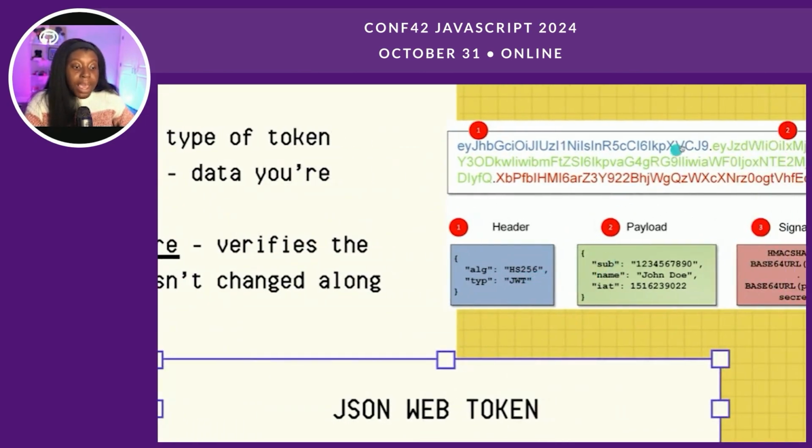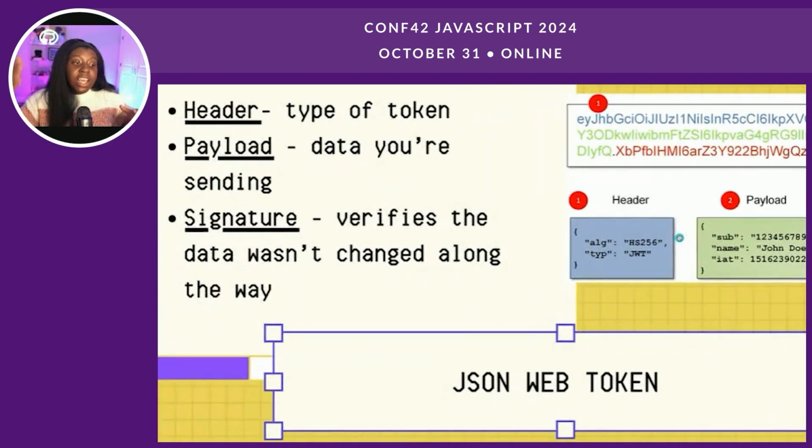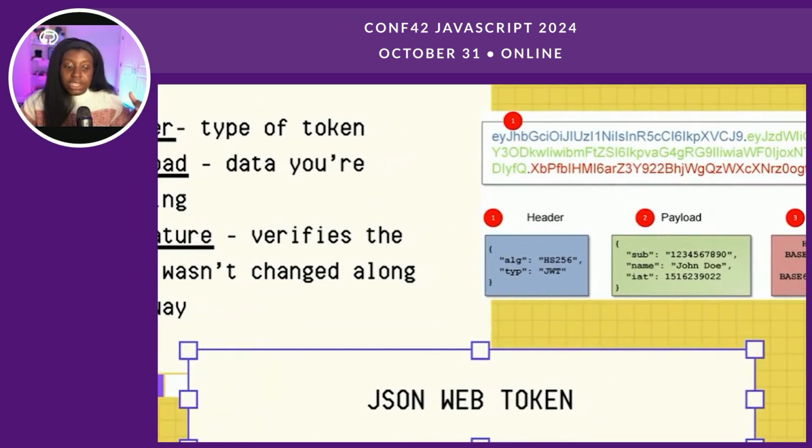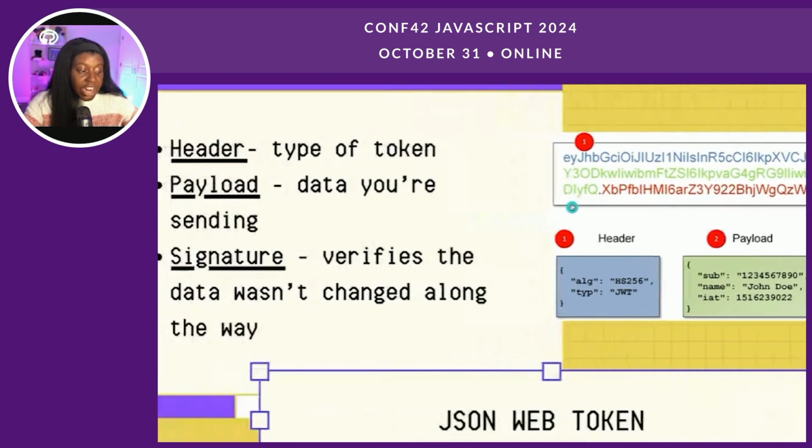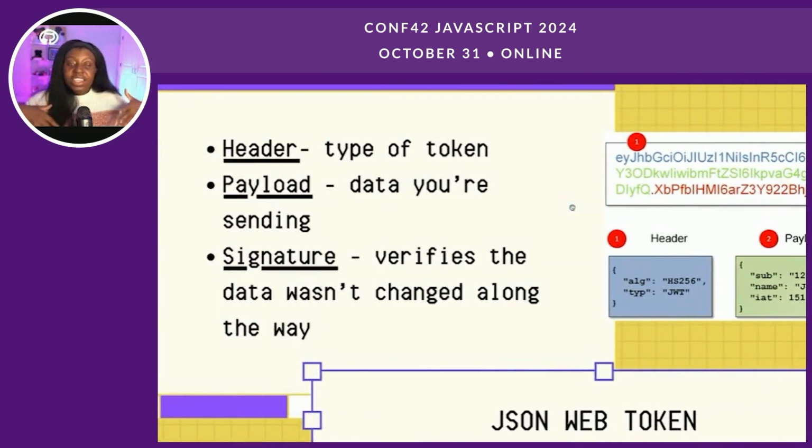And then the payload, which is the second part, will basically be the data that we're sending over. So in this case, we're sending over that the name is John Doe, and whatever IAT and sub is, we're sending over this string of numbers as well. And then the last part is also important. This part is the signature, and the signature is verifying that the data wasn't changed along the way.